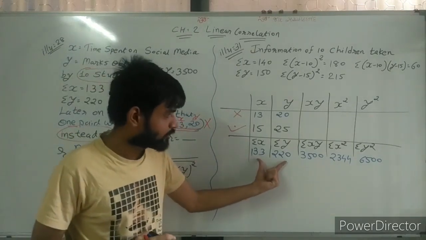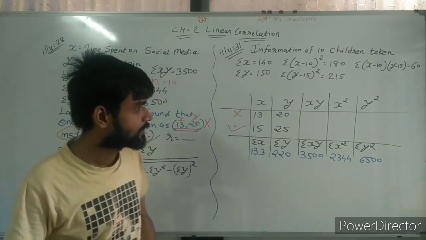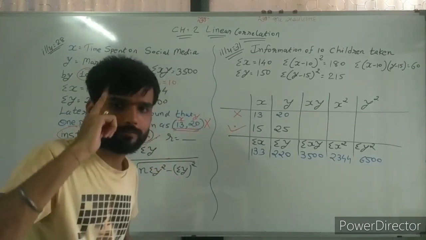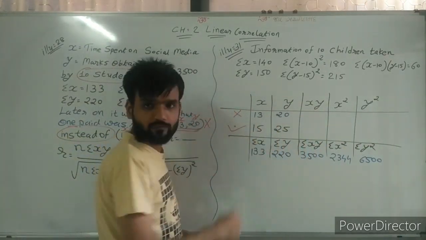So, sir, we want to correct this also. We are taking it later. First of all, what we are doing, try to understand. We are finding these things: X, Y, and the multiplication of X and Y.